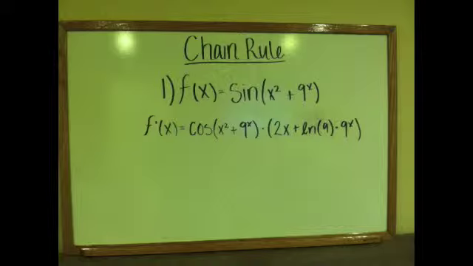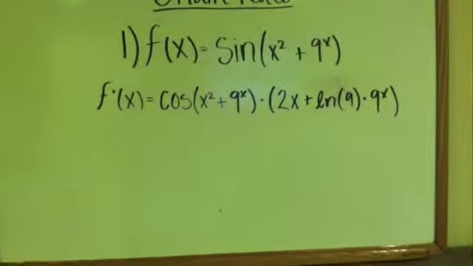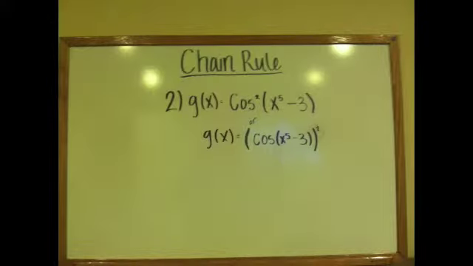Next, we have to find the derivative of the inside of the parentheses. So the answer would be 2x plus natural log of 9 times 9 to the x. That one was easy. Now on to the second problem Santa gave us.